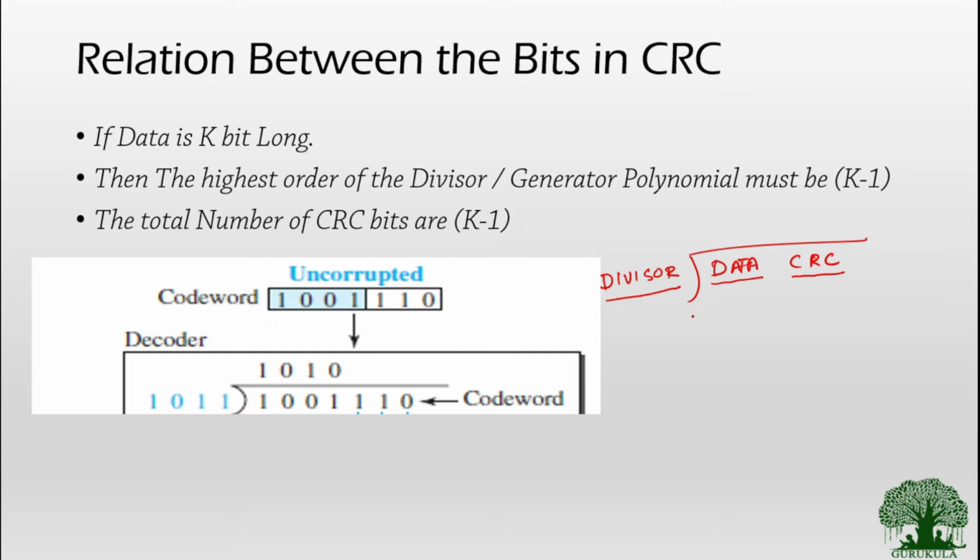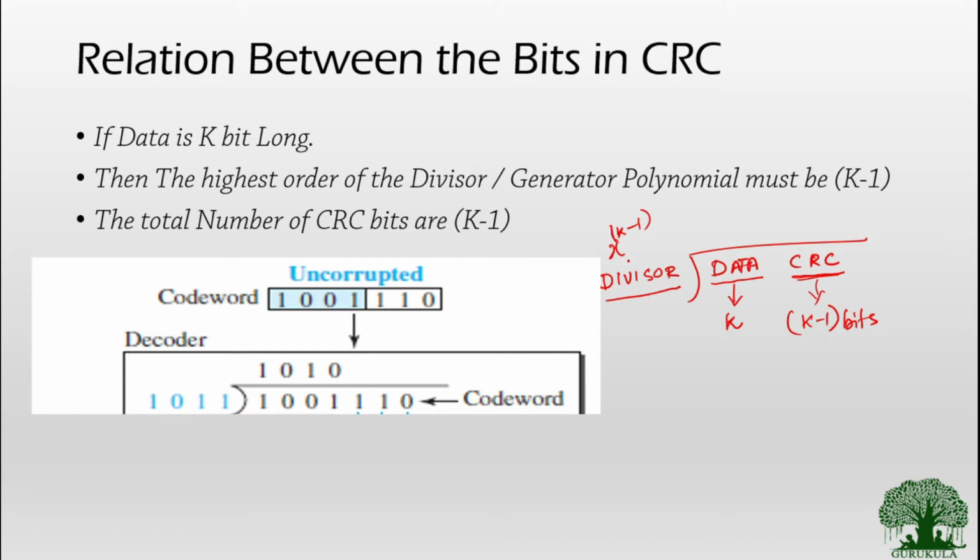We cannot go for any random number of bits that can be added to the data. Everything depends upon the number of bits in the data over here. If I assume that my data is k bits long, then the number of bits that I allocate for CRC is k minus 1 bits. The number of bits that I have to add for CRC is k minus 1 bits. So what about the divisor? The highest polynomial of the divisor must be x to the power of k minus 1.